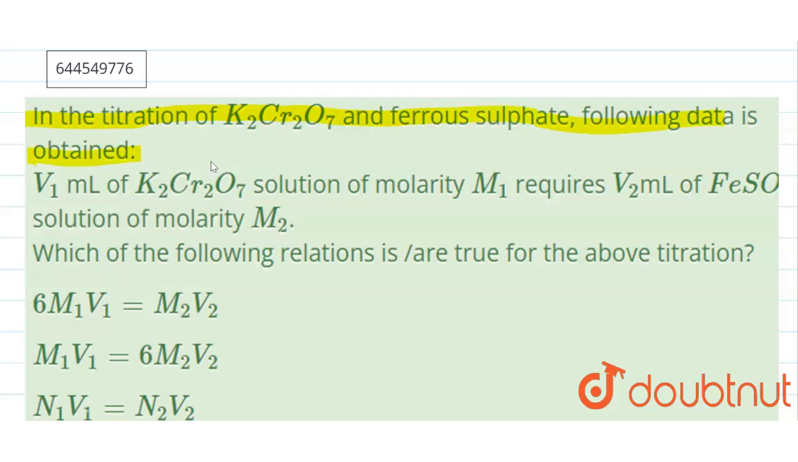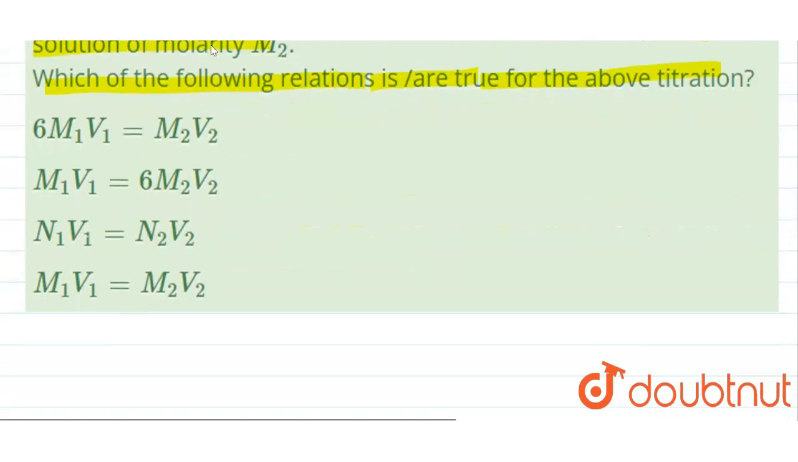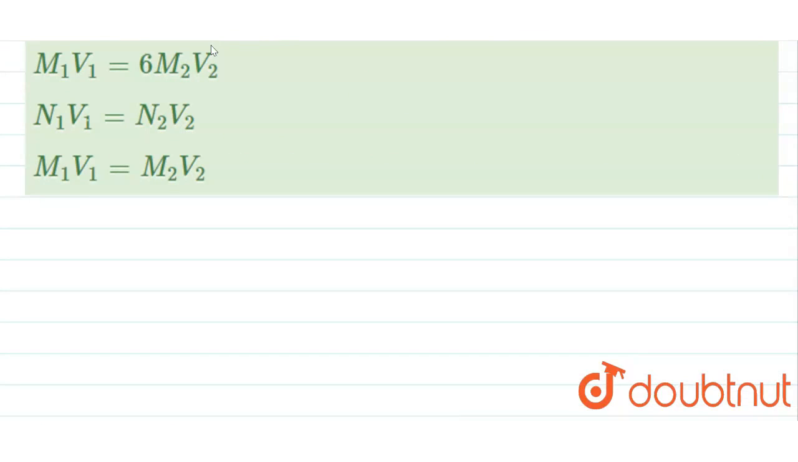Hello everyone, so today's question is, in the titration of K2Cr2O7 and ferrous sulphate, the following data is obtained. V1 ml of K2Cr2O7 solution of molarity M1 requires V2 ml of FeSO4 solution of molarity M2. Which of the following relations is or are true for the above titration? So this is a multiple choice, multiple answer correct question.